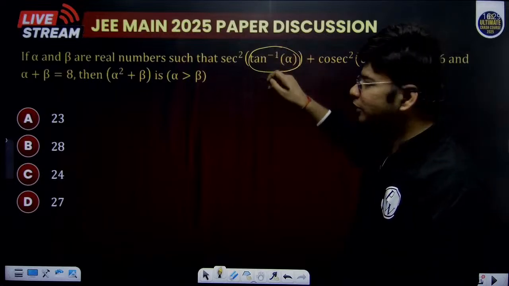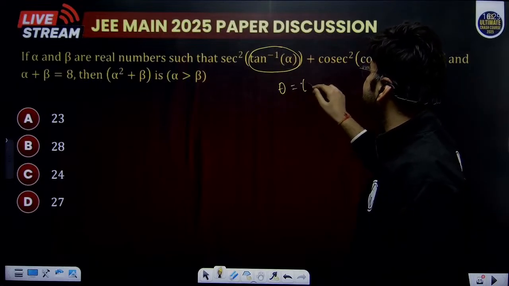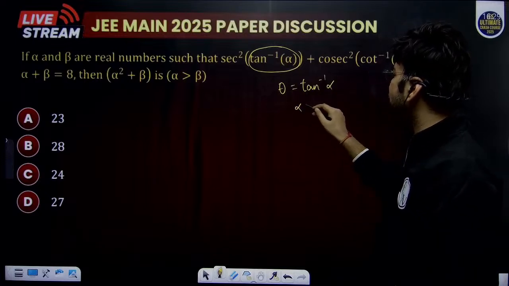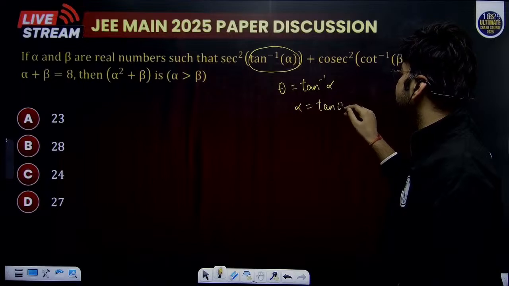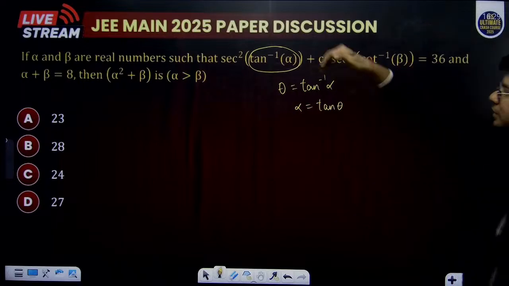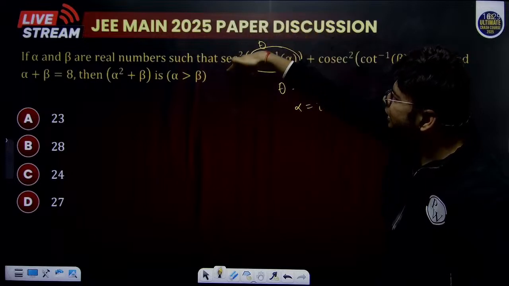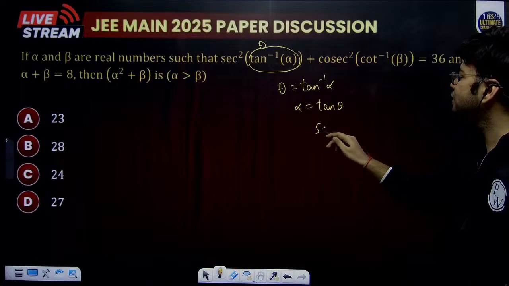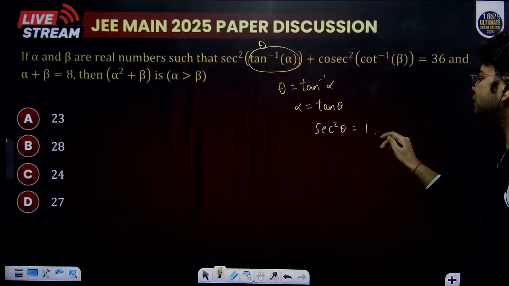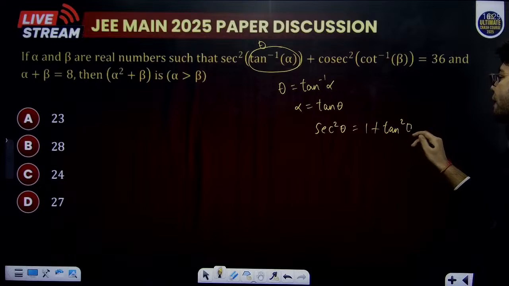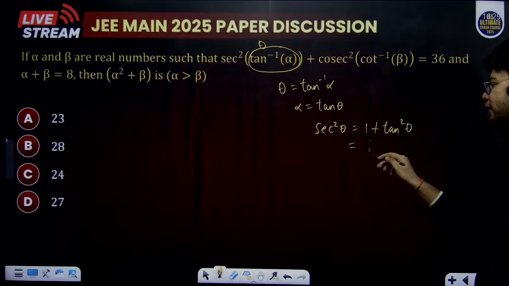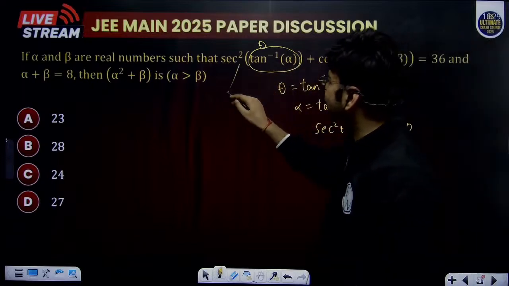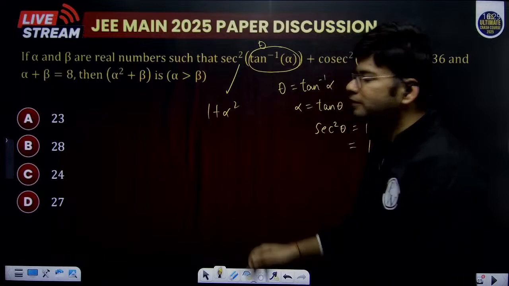Always substitute such angles as theta and then find out the value. So if I substitute this as theta, what will be the value of alpha? Alpha can be written as tan theta. Now, since this is theta, you are calculating sec square theta. Sec square theta is nothing but 1 plus tan square theta. So what value are you getting? 1 plus alpha square.